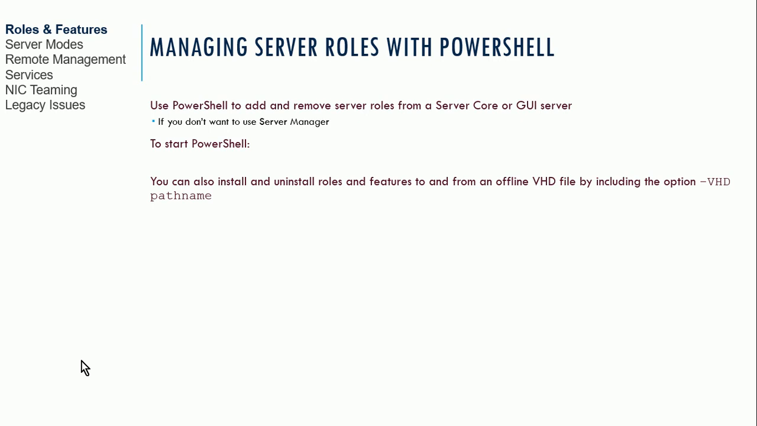And again, this is one of the powerful things about Windows Server 2012: using Server Core, we don't need to use the Server Manager. We can do a lot of these tasks from PowerShell. So to start PowerShell, you type PowerShell at an elevated command prompt, or right-click on the PowerShell icon and run as administrator. You right-click, and you'll see an option that says Run as administrator.